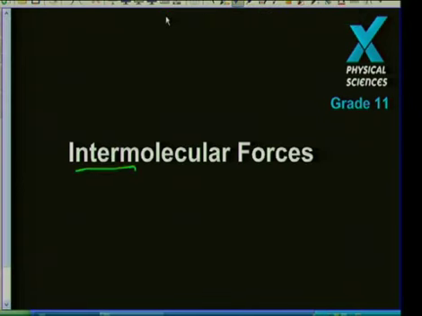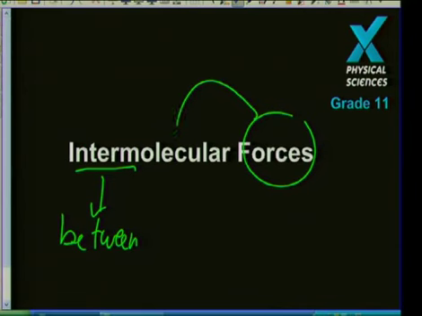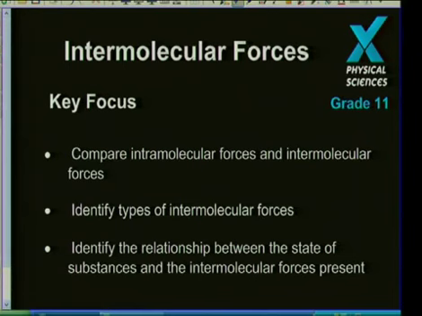Just a little question about that. Inter. Remember, inter means between. So if we break it down, we'll recognize this is about forces that act between molecules. So molecular relates to molecules. And so we're asking about the type of forces that exist between molecules. This is what we're going to do.